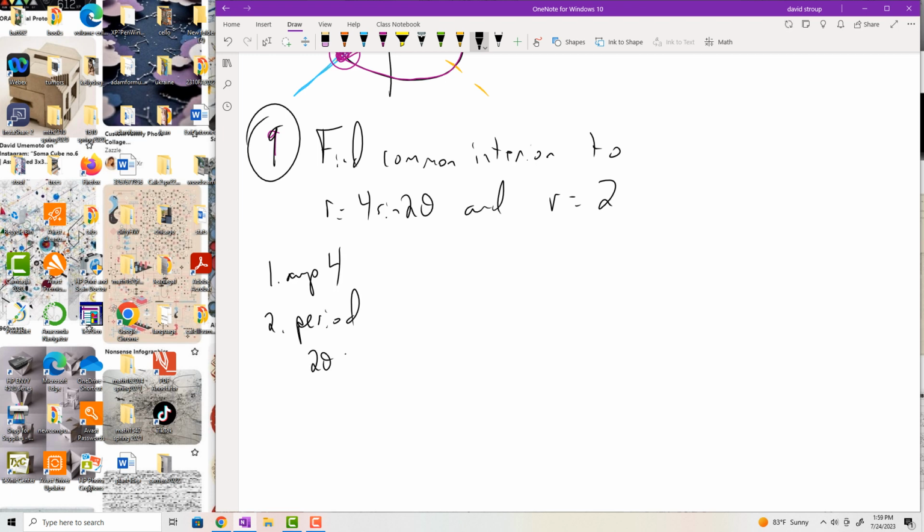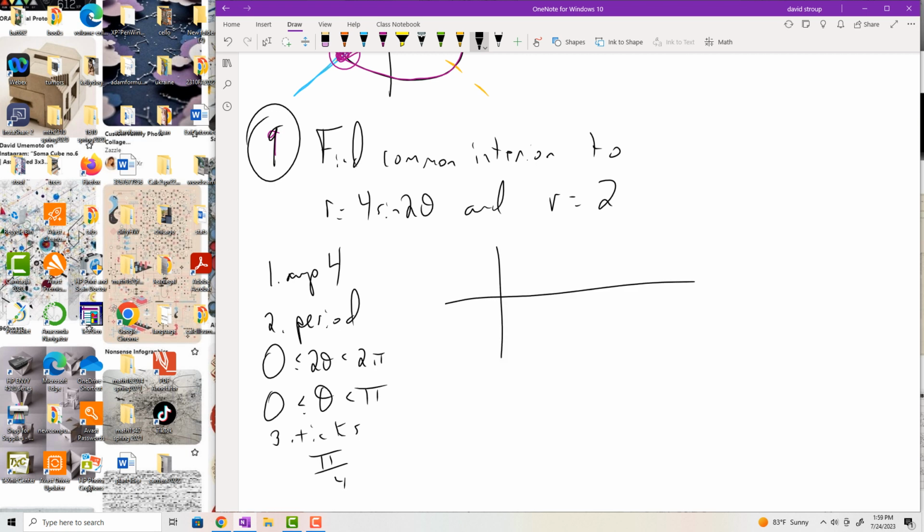Period. Wedging 2 theta in between 2 pi and 0. Divide by 2. Tick marks, pi over 4s. Okay. Go to my r theta plane.